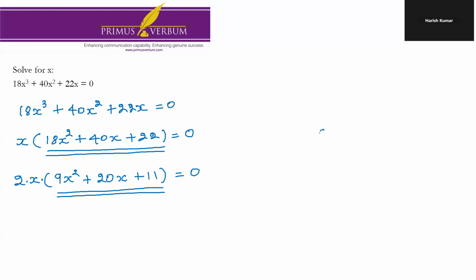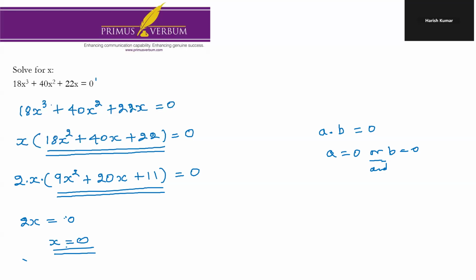Now, I know from the zero product property that if A into B is equal to 0, then either A is equal to 0 or B is equal to 0, or even both are equal to 0. A and B can also both be equal to 0. So this means that 2x is equal to 0, which means that x is equal to 0. So one of the solutions of this equation is x is equal to 0.